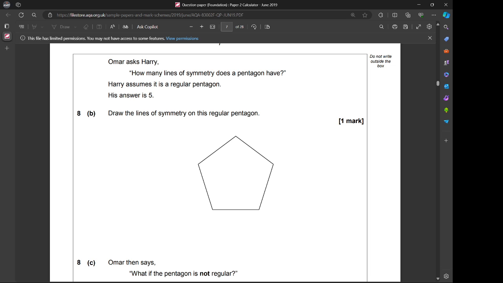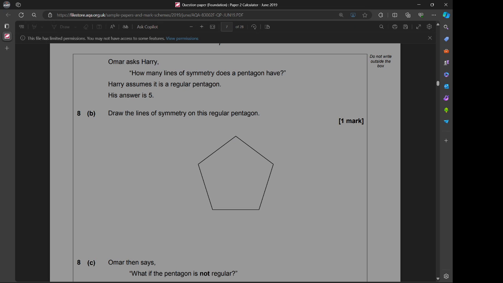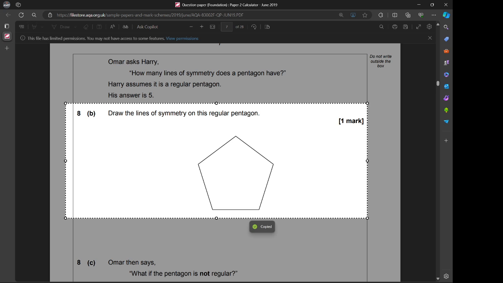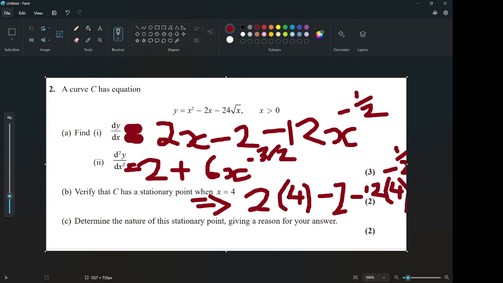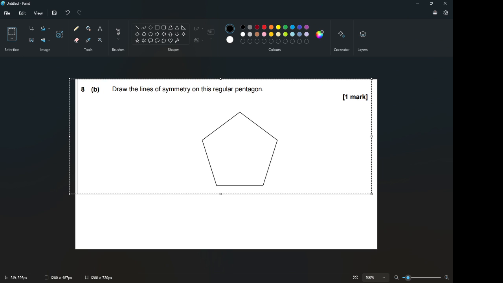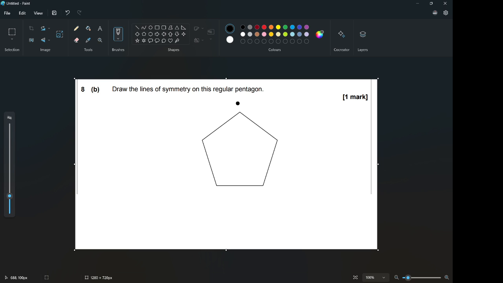So let's double check again and give it a go. Let's just do it on Paint to make it a bit easier. Let's get rid of that. We're going to have one line down there, guys, aren't we? So that's one line of symmetry. We're also going to have a symmetry that is like that. We're going to have one there.